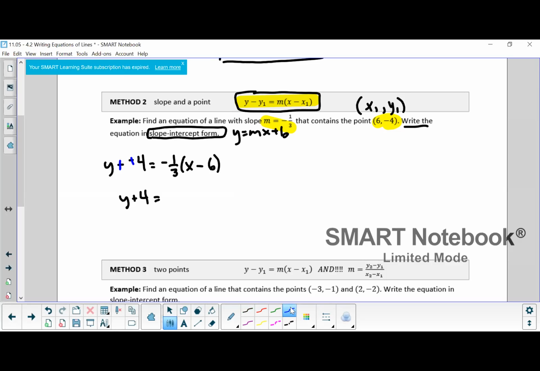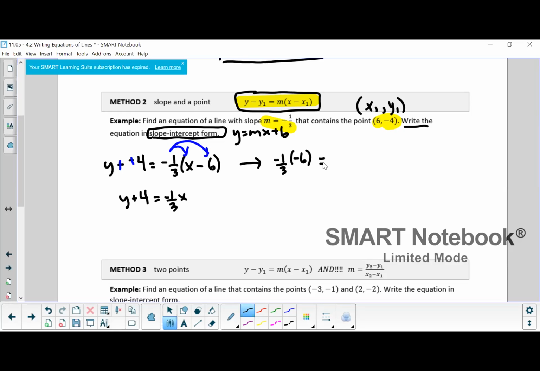And on the right-hand side, I'm going to distribute the -1/3. So that gives me -1/3 x. And then let's talk over here on the side about distributing the -1/3 times the -6.